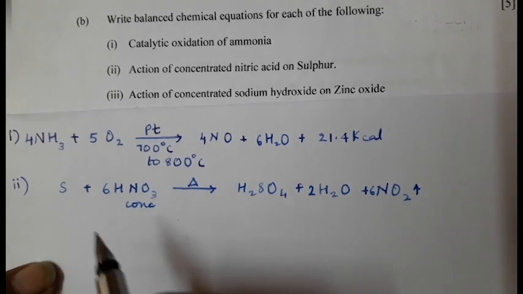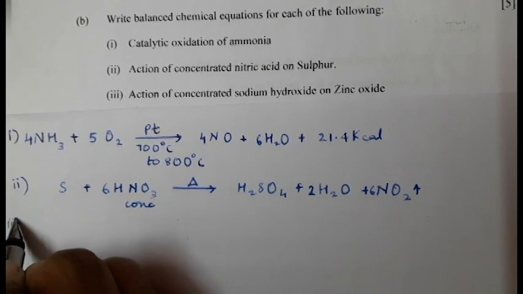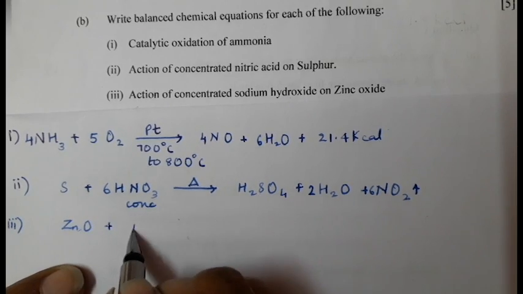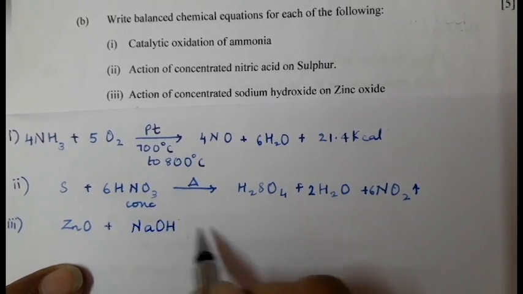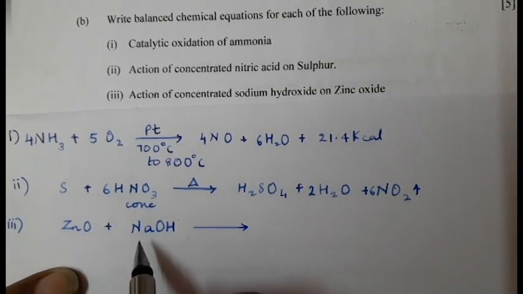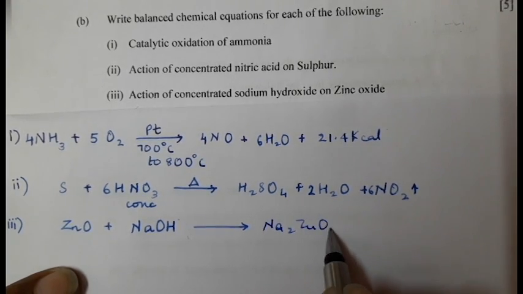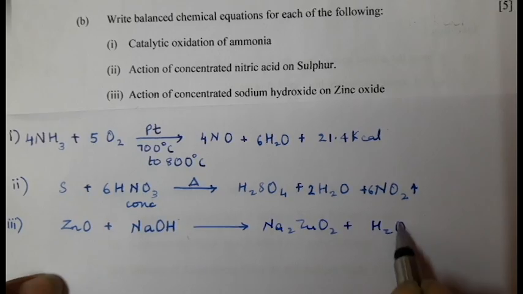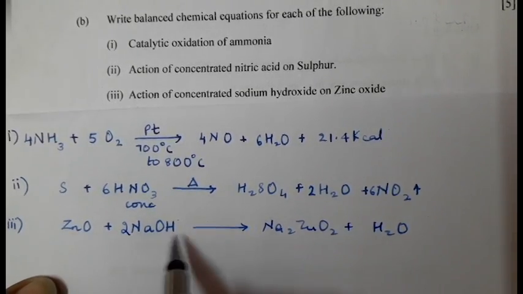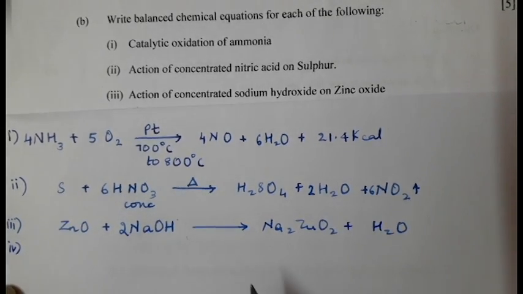concentrated sodium hydroxide on zinc oxide. Now you have zinc oxide, which is an amphoteric oxide, plus you'll write NaOH. Now with sodium hydroxide, this will give complex salt and water. Complex salt with sodium and ZnO is Na2ZnO2 plus H2O. And so balancing this out, Na2 will give you 2NaOH. Check all, everything is balanced. So that is your balanced reaction there.